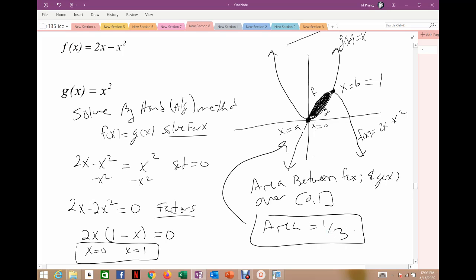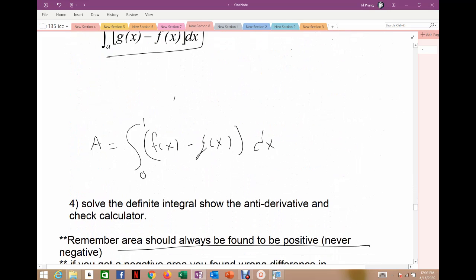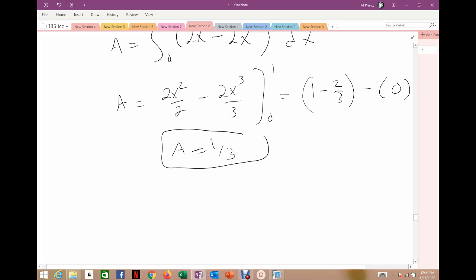Alright, that's what that area looks like. And again, like I said, you could solve your integration and check on the calculator. I'll leave the check on the calculator for you to do. Alright, that was an example by hand, which you can always solve by hand if you want to.